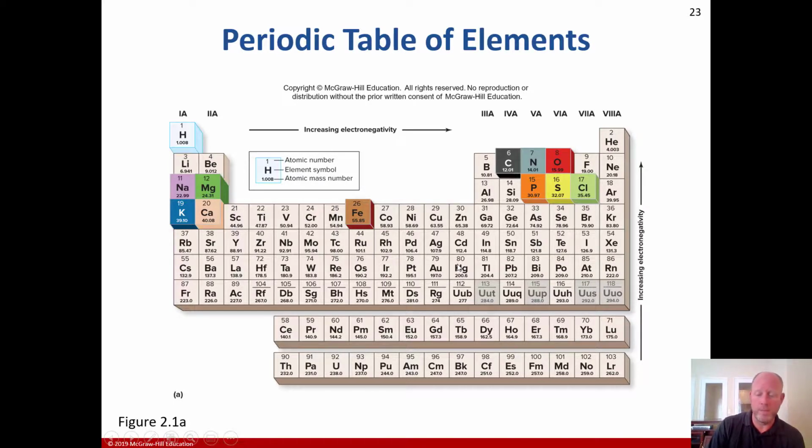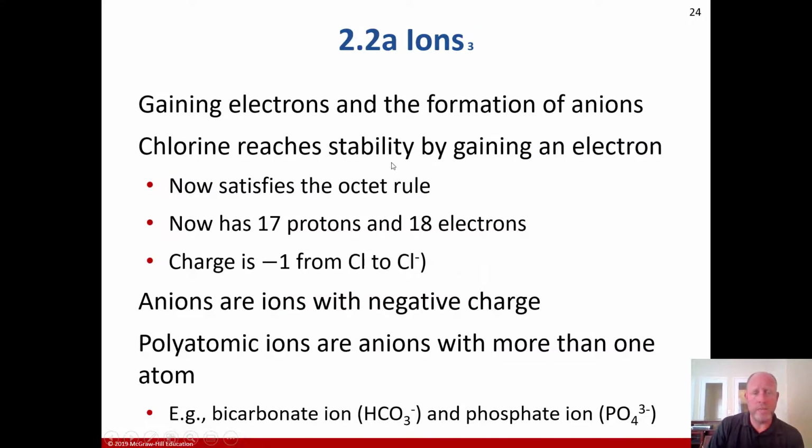Okay, when it becomes a calcium ion. So gaining electrons, the formation of anions: chlorine, as we just mentioned, reaches stability by gaining an electron. It has 17 protons, it gains an electron, basically getting it to 18. So basically, it's going to now be negatively charged, and it's now an anion because it's negatively charged. Cation, a positive charge; anion, negatively charged.